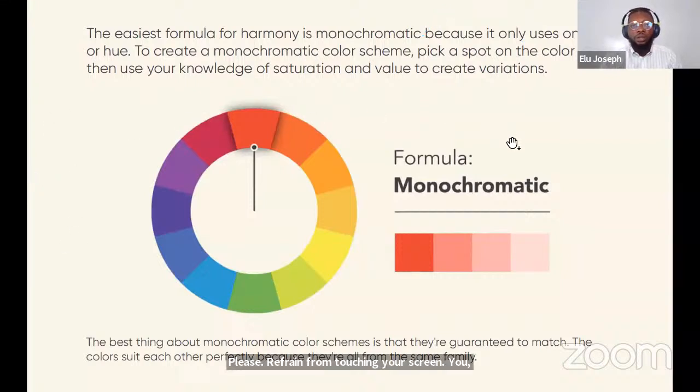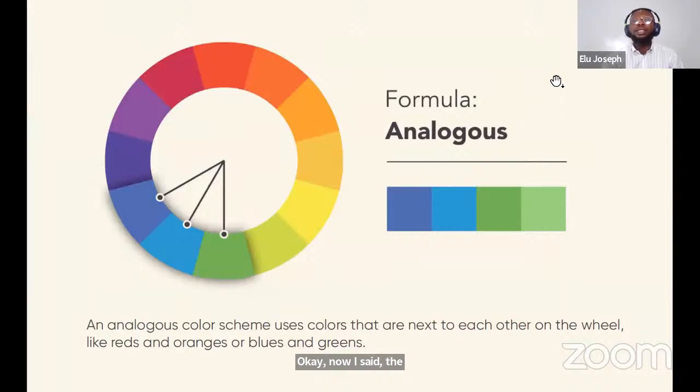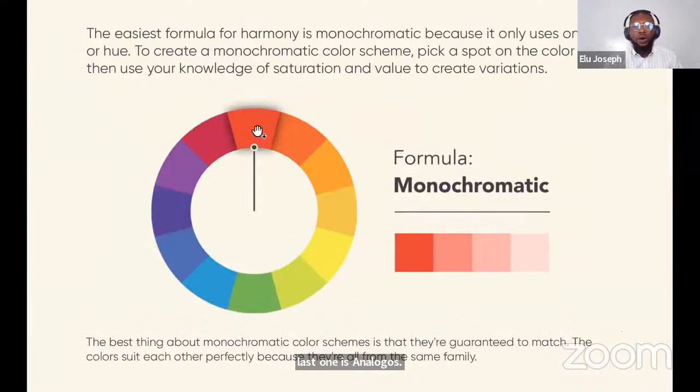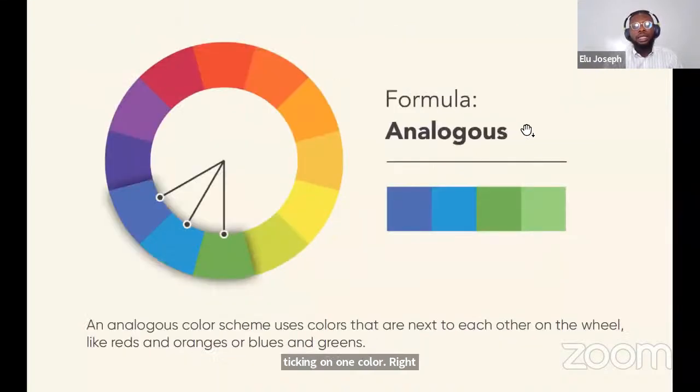Thank you. Okay, now I said monochromatic are the easiest. It's very simple, actually. The next one is analogous. Now, if you go back and check that, you see the arrow is ticking on one color, right? When it comes to analogous, it's picking 3 colors. Why?